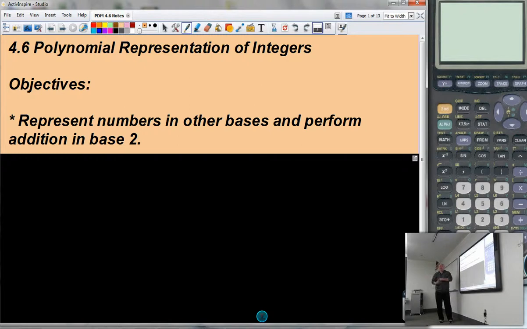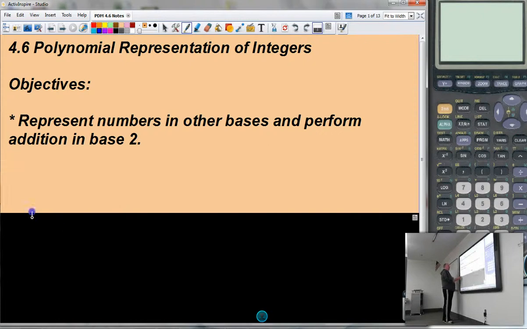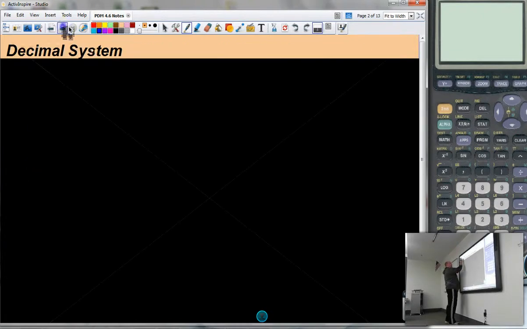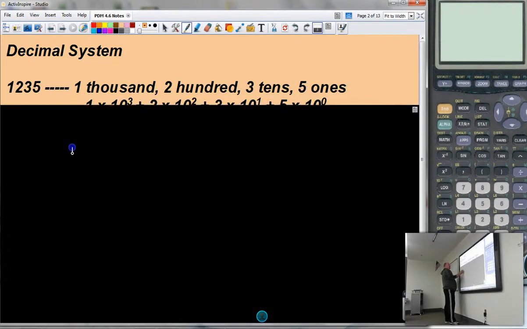However, you will be required for this class to be able to do addition in base 8, and if you're able to do addition in base 16, which I will go over, then that would be possible extra credit, okay, above and beyond. So, to start with, decimal system.